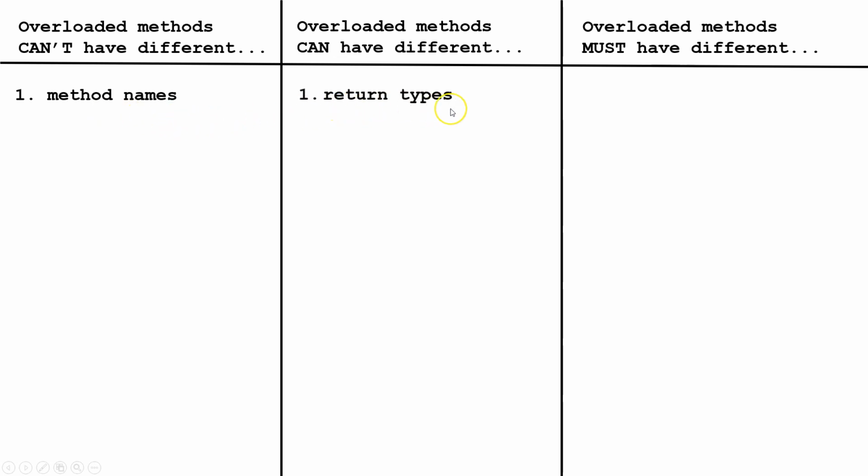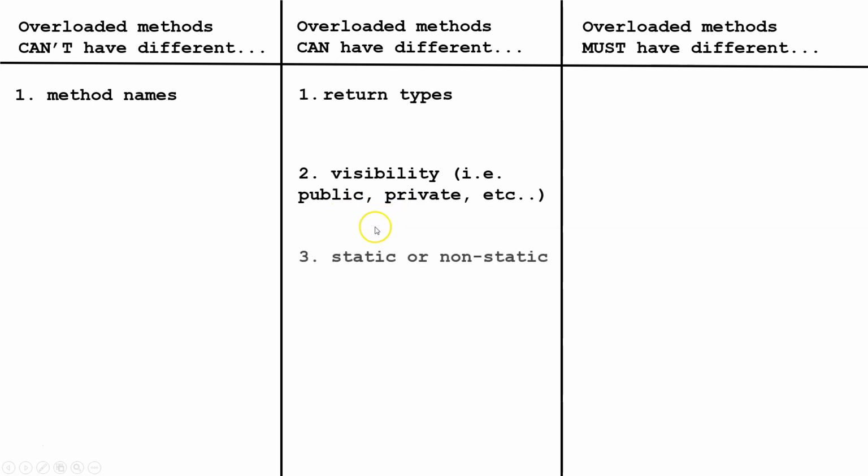Overloaded methods can have different return types from each other. Overloaded methods can have different visibility. One could be public, one could be private. Overloaded methods could have different static or non-static values. Finally, overloaded methods could have different parameter names.